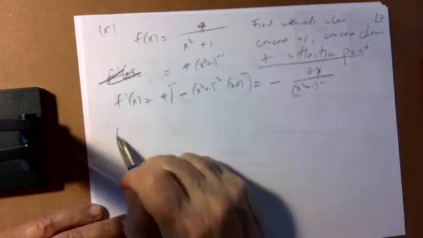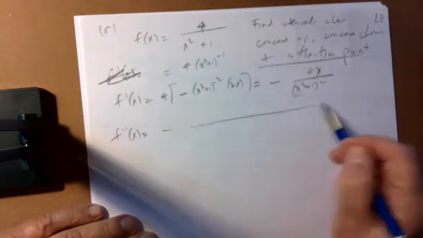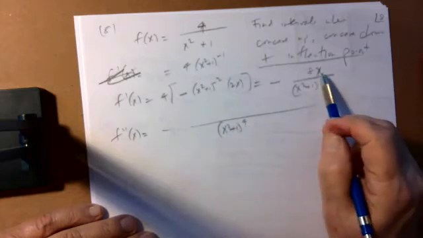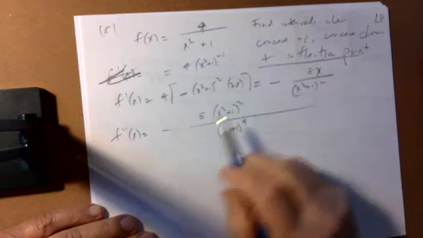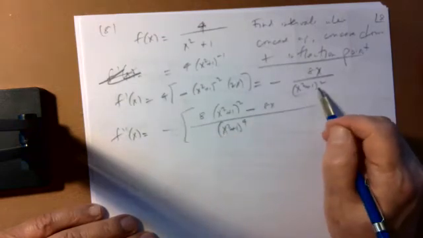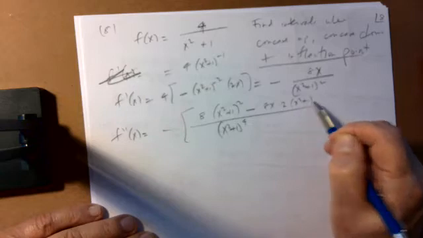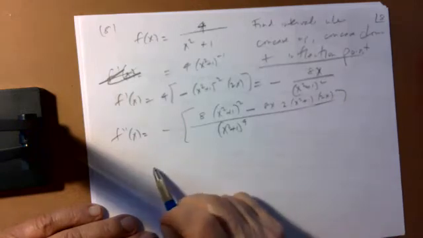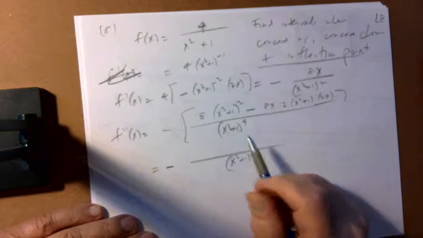That's the first derivative. So the second derivative: minus, I square the denominator, x squared plus 1 to the 4th. The derivative of the numerator is 8 times the denominator, minus the numerator times the derivative of the denominator. And the derivative of this is 2 times x squared plus 1 times the derivative of x squared plus 1, which is 2x. So this is minus something over x squared plus 1 to the 4th.